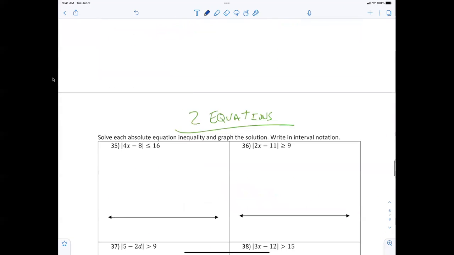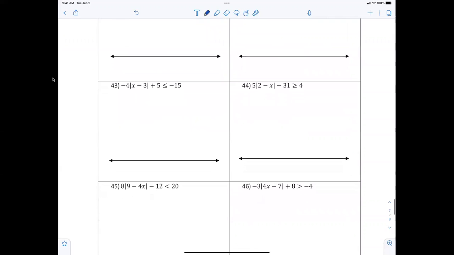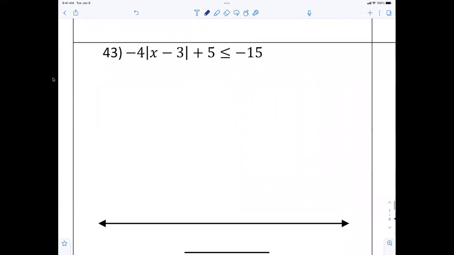Let's jump down to the absolute value inequality. All right, let's take a look at 43. Everybody needs to make sure you remember this: you must isolate the absolute value first. To isolate the absolute value, you'd have to subtract 5. Negative 4, absolute value, x minus 3, less than or equal to negative 20. Flip the sign when you divide by negative 4.